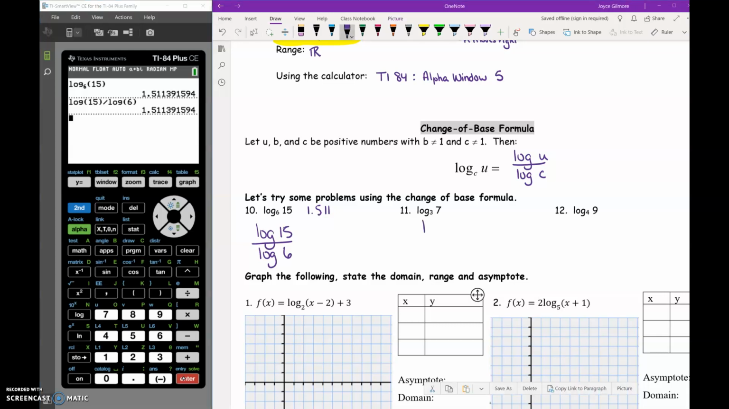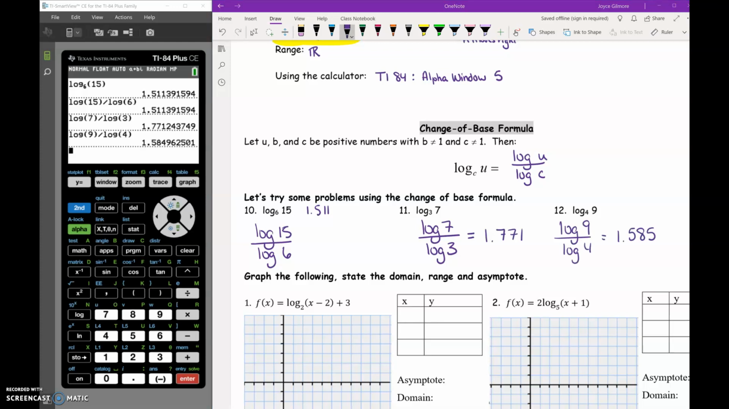Number 11, it would be log 7 divided by log 3. Try that out in your calculator, see what you get. Then try number 12 in your calculator, see what you get. Pause the video, play once you're done with 11 and 12. If you're struggling to get the correct numbers in your calculator, please send me an email or chat with me on Teams or post a reply on Teams so that I can help you figure out how to use your calculator to get this correct.